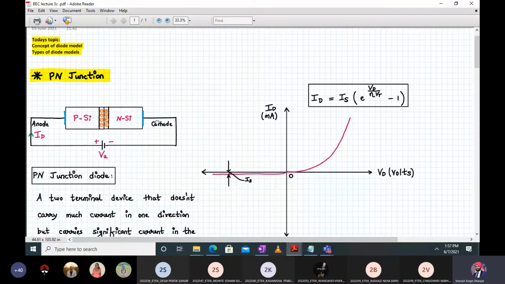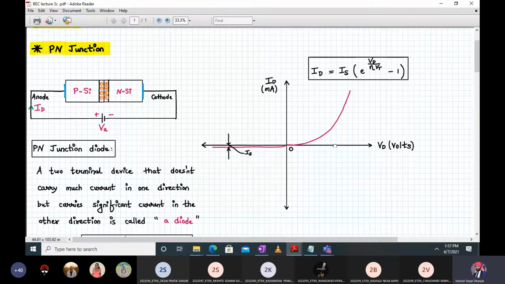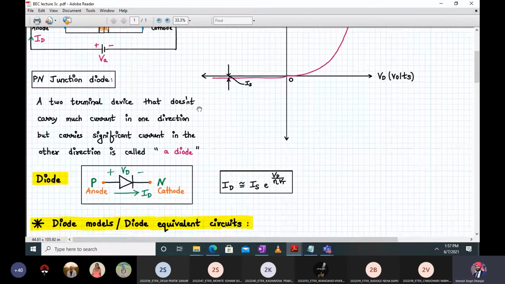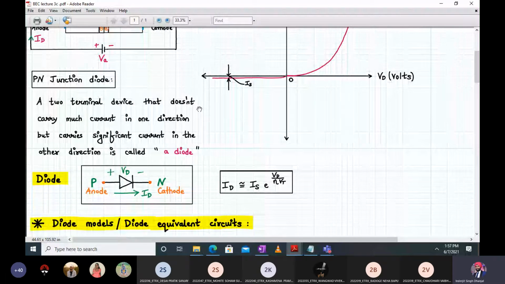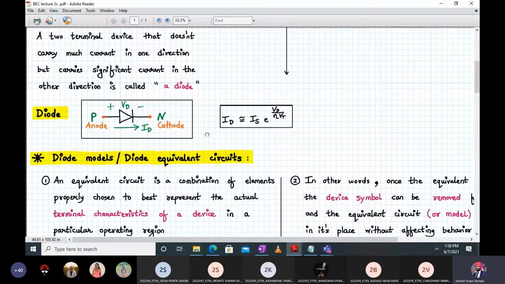So far in the PN junction, we have seen this is the basic structure of PN junction, and this is my IV characteristics with the diode equation given to us. A PN junction is a two-terminal device that does not carry much current in one direction, but carries a significant amount of current in the other direction. That is why it is called a diode. This is all known to us, right?